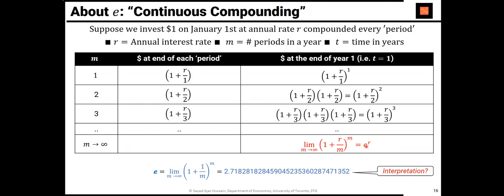And again, I could have gotten the value of e by subbing in r equal to 1, which would have given this expression. If you look at this very carefully, what this is saying is e is equal to how much money you would get at the end of the year if you invested $1 on January 1st at a 100% annual interest rate compounded continuously. That $1 would give you 2.718 quote unquote dollars at the end of 1 year.